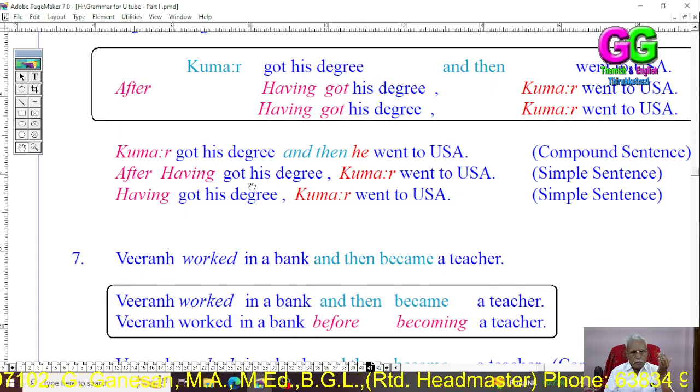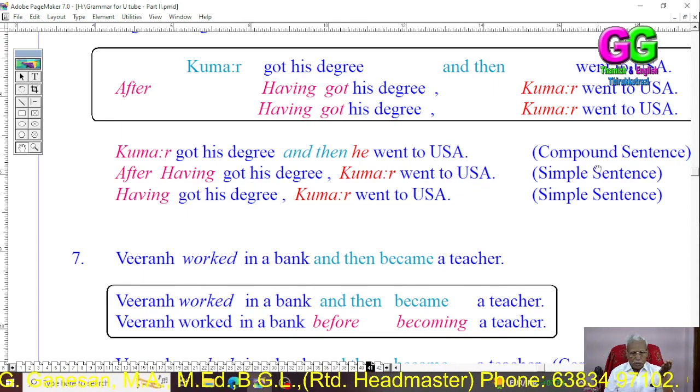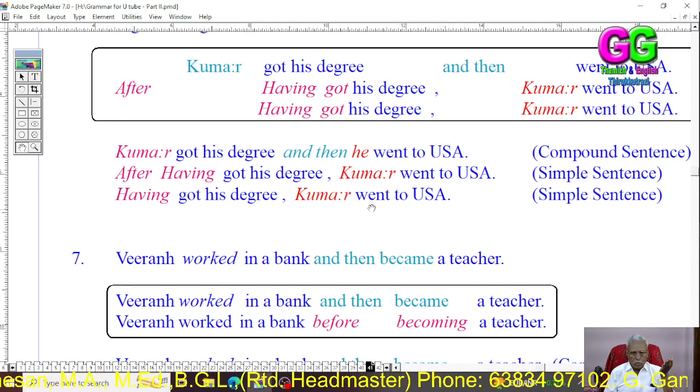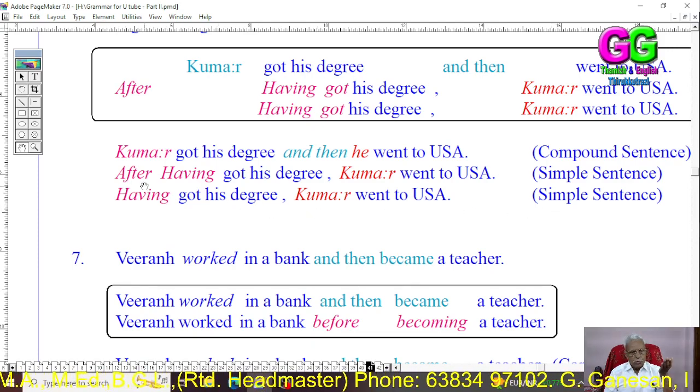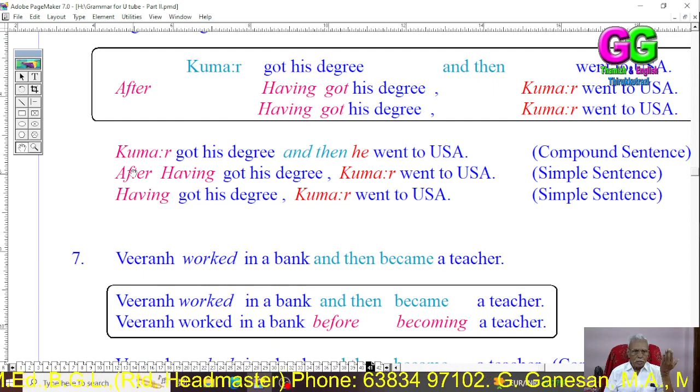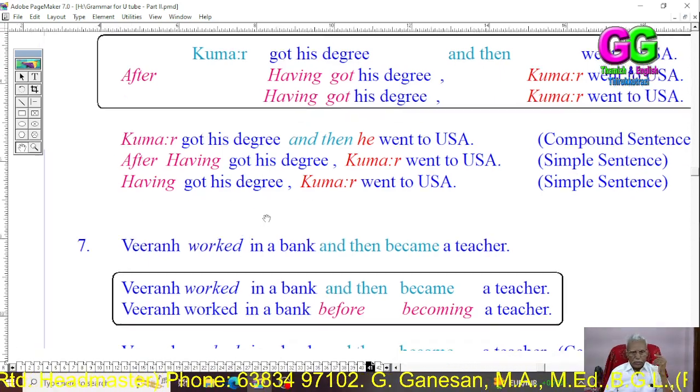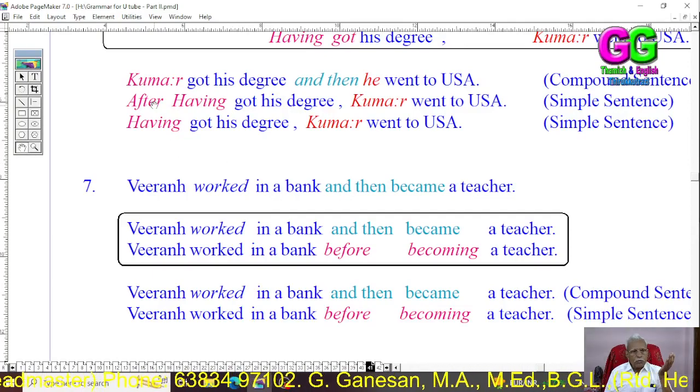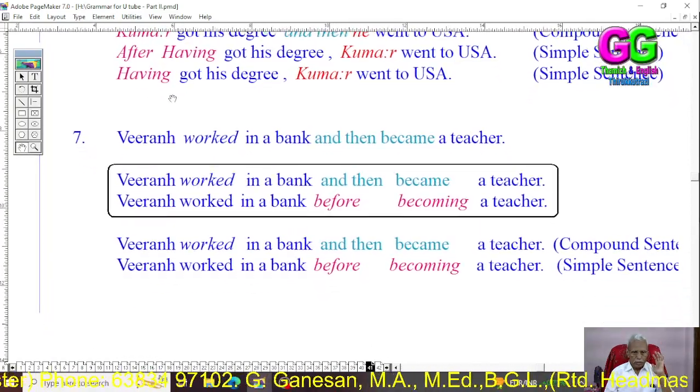Compound. After having got his degree, Kumar went to USA. Simple. Having got his degree, Kumar went to USA. Simple. Using "after" or ignoring it is a choice. Using or not using "after" is totally ours.